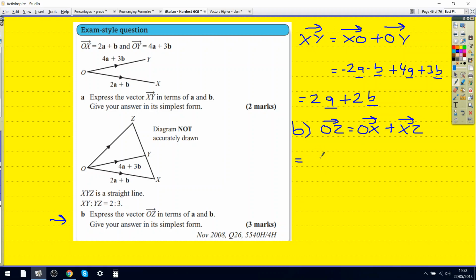So O to Z is O to X plus X to Z. O to X is 2a plus b, plus X to Z. We know the ratio of XY to YZ is 2 to 3. So the value we got, 2a plus 2b, is 2/5 of the entirety. So we times that value by 5 to get 5a plus 5b, to get X to Z.